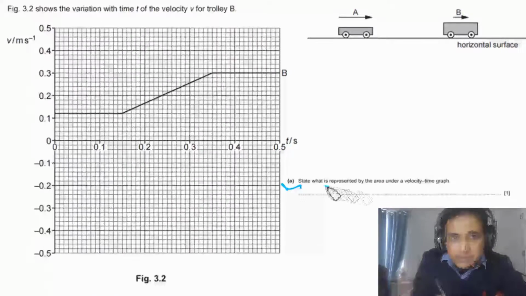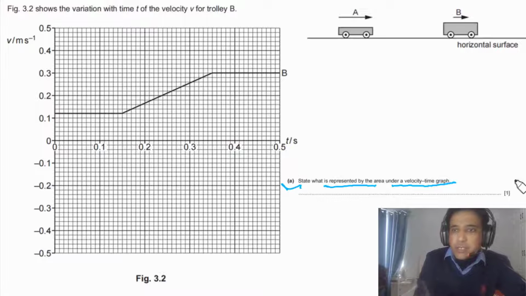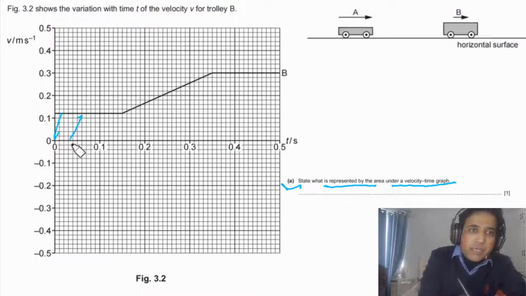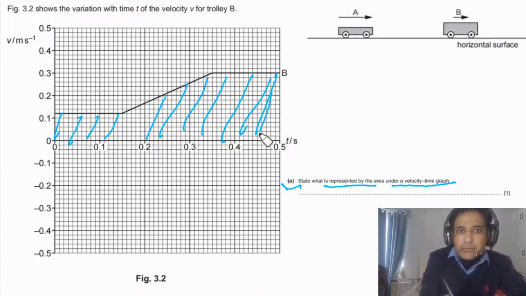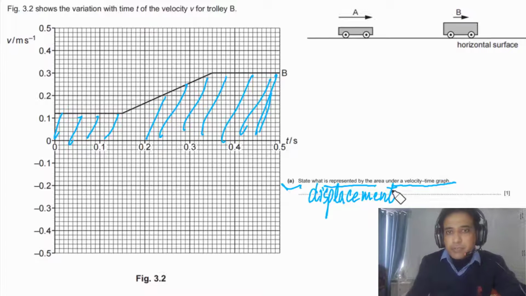Part A says, state what is represented by the area under a velocity time graph. What is this area representing? This area is simply representing displacement. So, a very basic point, you need to be very clear. The area under a velocity time graph is displacement. And this question has only 1 mark. If you have written displacement, you will get 1 mark.